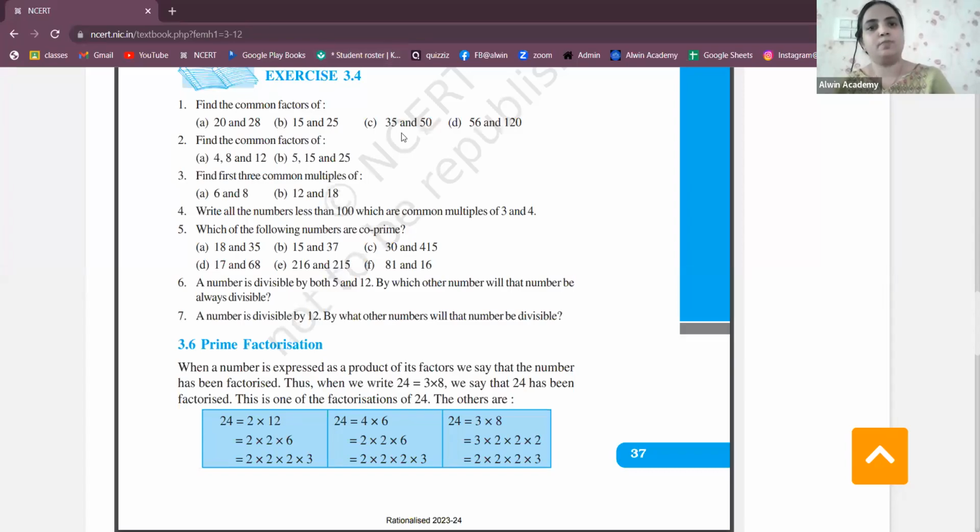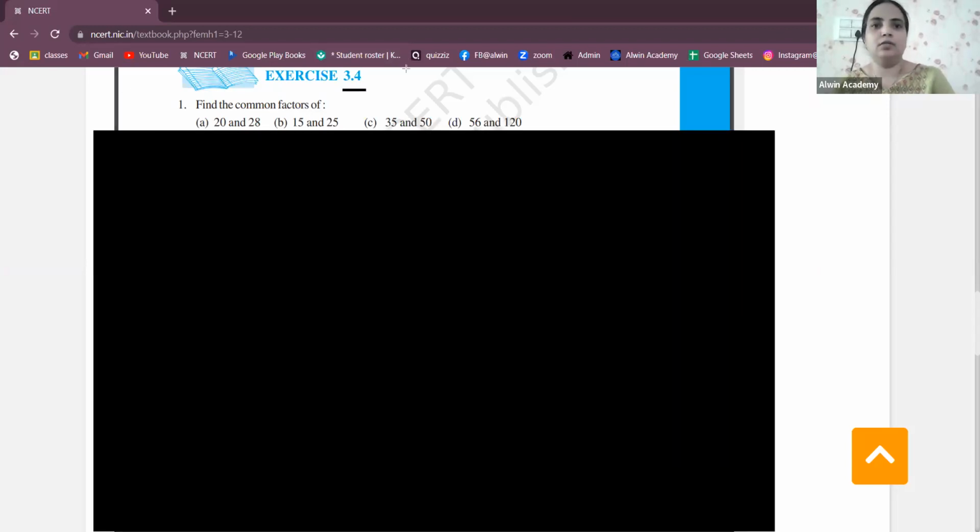Okay, Betaji. So let's put on the heading exercise 3.4, chapter 3, class 6, maths we are doing. And this is the new topic that we are going to do today, that is common factors. We've already done how to find factors, right?